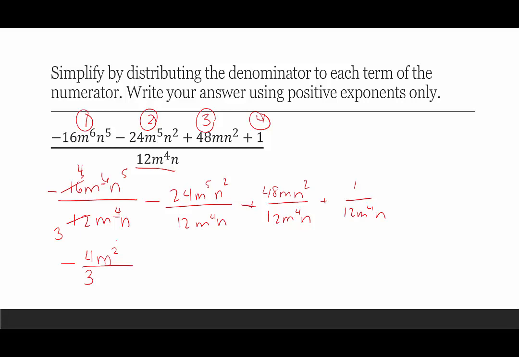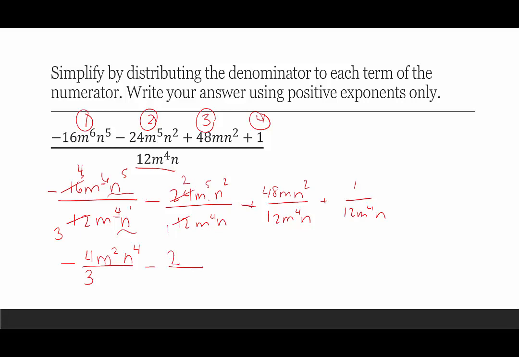How about the n's? I have n to the 5th over n to the 1st. There's more factors of n in the numerator. How many more? There are 4 more. So we would have negative 4m squared n to the 4th over 3 as our first term. Our second term, negative divided by positive is negative. And we have 24 and 12 are both divisible by 12. 12 goes into 24 twice. It goes into itself once. So we have a 2 up top.